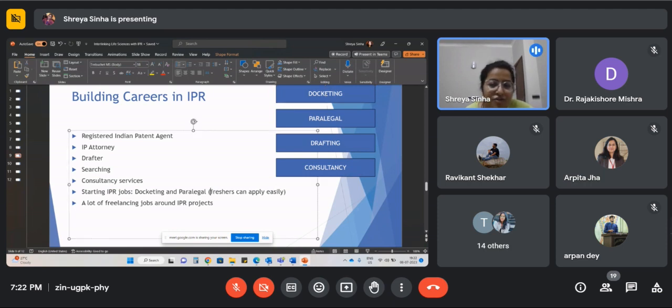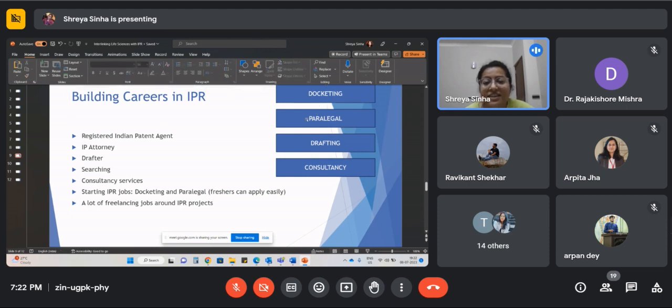Here I've mentioned it also. Freshers can apply easily for this post. If you are pursuing your MSc and for suppose you don't want to go for the PhD, you can easily go for this job, and it is good pay also. And there are a lot of companies. In Delhi NCR, I can just say 15 to 20 companies working on this docketing project.